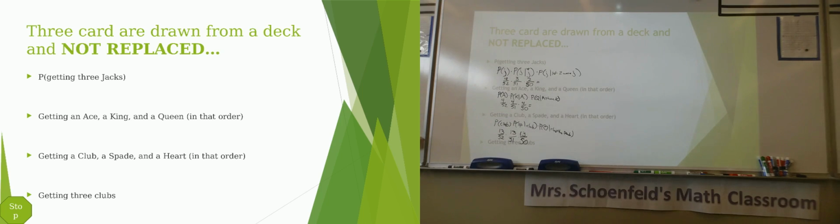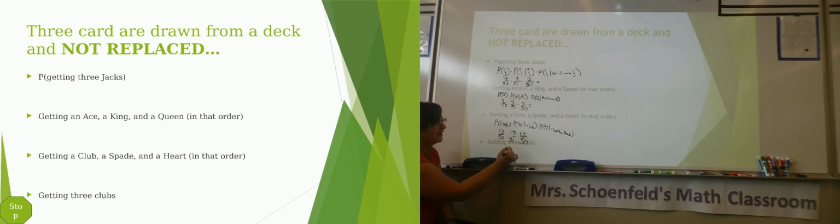Getting 3 clubs. So the probability of getting 3 clubs, I'm not going to write it all out. How many clubs do I have? How many clubs do I have left? 12 out of 51 total cards. How many other cards do I have left? 50. And you're going to do that multiplication out too.